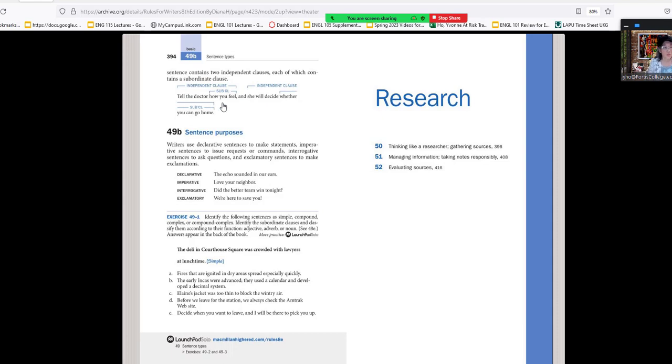So tell the doctor how you feel, that is an independent clause. And how you feel is a subordinate clause. That's a dependent clause that modifies the patient. And she will decide whether you can go home, and she will decide. So she will decide is an independent clause, and then whether you can go home is a subordinate clause. And so tell the doctor how you feel, and she will decide whether you can go home. You have a dependent clause plus an independent clause within one sentence, which makes a compound, complex sentence.